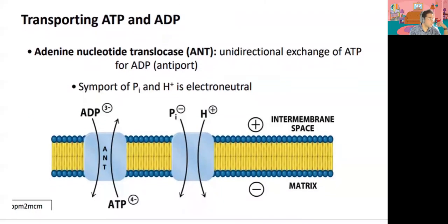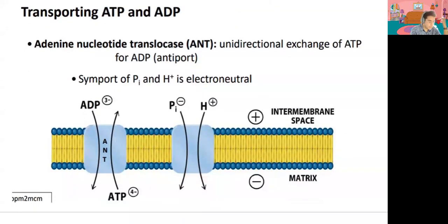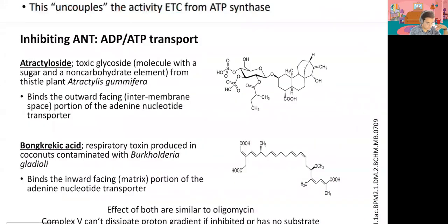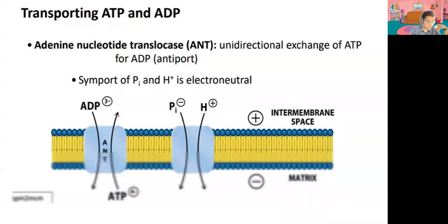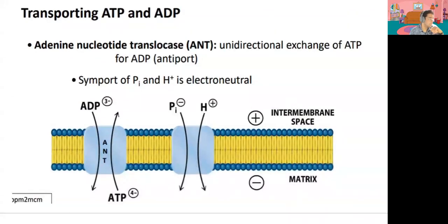Okay. This is what I was telling you guys about bongkrekic acid, as well as what was the other one that I always forget? Atractyloside. They both are essentially going to just downregulate the activity of this adenine nucleotide translocase, the exchange of ATP for ADP. It's an antiporter. If that is downregulated, it has very similar effects to inhibiting complex 5. Okay.